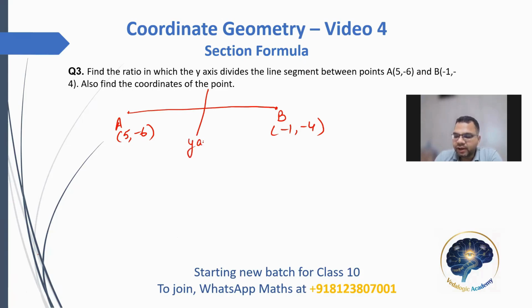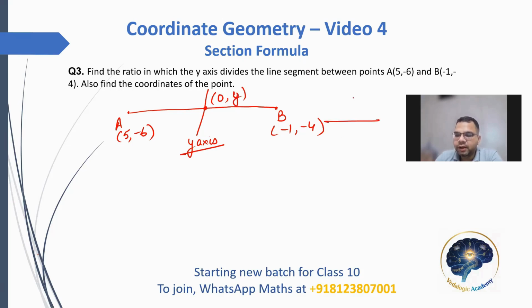So when I say this is the y-axis, what is the meaning of this? Can you please tell me anything that you can tell me about this point? Considering this is the y-axis, on the y-axis the value of the x coordinate is always 0.